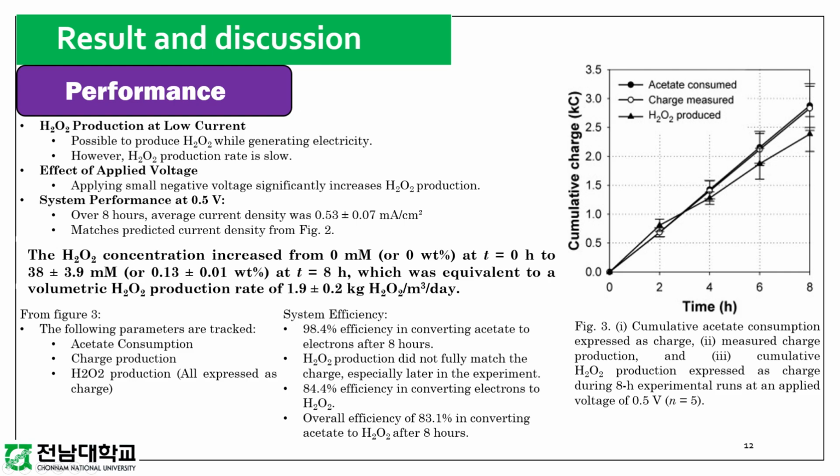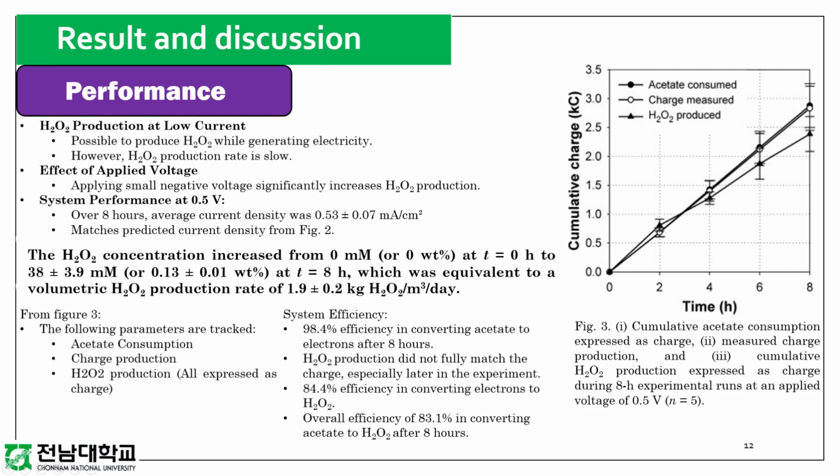At the start of the experiment, the hydrogen peroxide concentration was 0 millimolar or 0.8%. After 8 hours, it increased to 38 plus or minus 3.9 millimolar or 0.13 plus or minus 0.01%. This corresponds to a volumetric hydrogen peroxide production rate of 1.9 plus or minus 0.2 kilograms hydrogen peroxide per cubic meter per day.